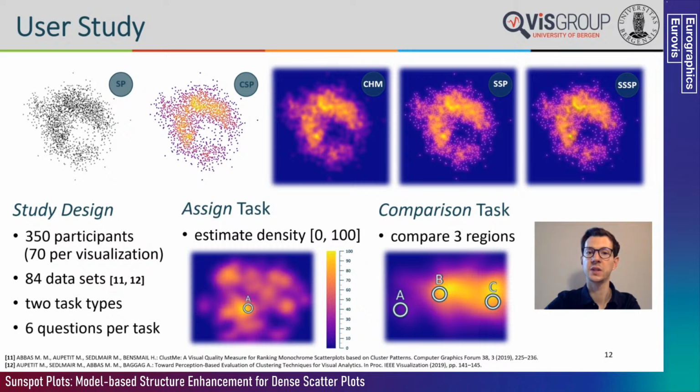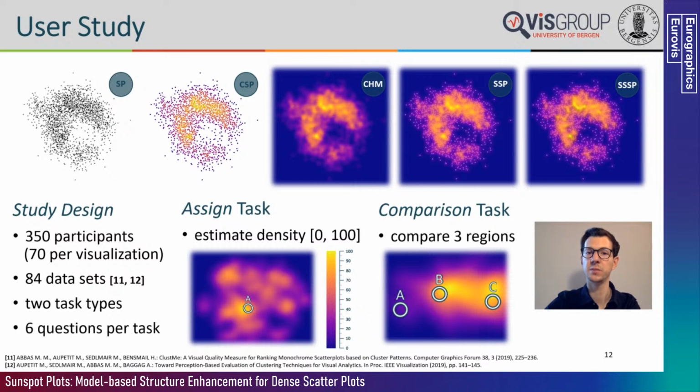We therefore conducted a user study to analyze the human visual perception dealing with dense scatter plots, overplotting, and density estimations. In total, we compared 5 different visualization stimuli: scatter plots, colored scatter plots, continuous heat maps, sunspot plots, and shaded sunspot plots. By assigning always one visualization type to each participant, we avoided the learning bias, and in addition, the order of the tasks was randomized. In total, we had 350 participants, corresponding to 70 per visualization type, ranging from 18 to 68 years.